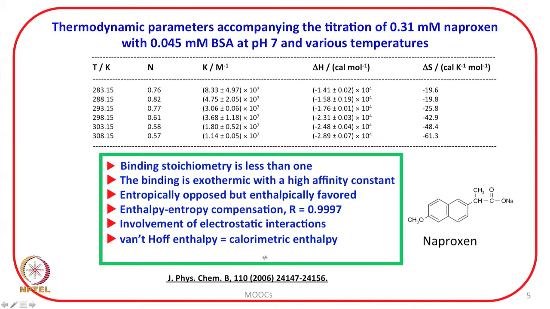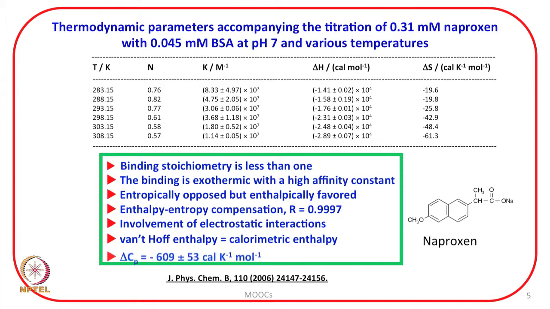Van 't Hoff enthalpy is equal to calorimetric enthalpy. How do you calculate Van 't Hoff enthalpy? We use this temperature dependence of binding constant and calculate the Van 't Hoff enthalpy. In this particular case, what was observed is the Van 't Hoff enthalpy calculated from the temperature dependence of binding constant is equal to calorimetric enthalpy at a given temperature. And that means this establishes that the binding is taking place only with the native state of the protein.